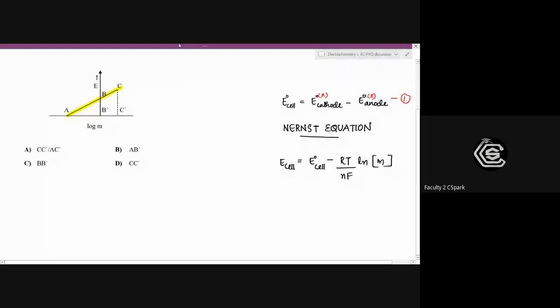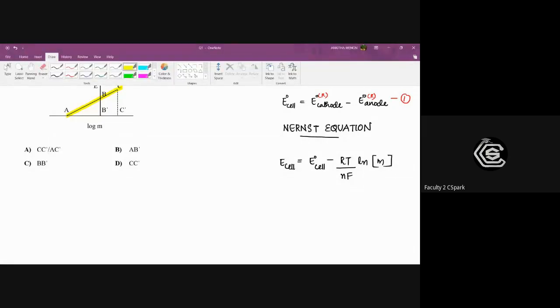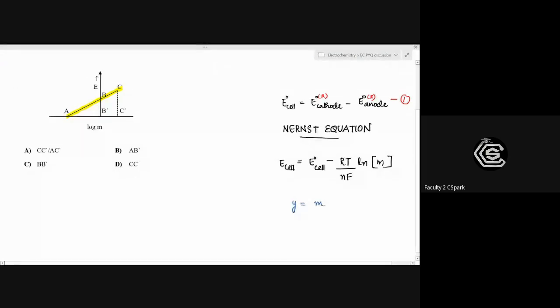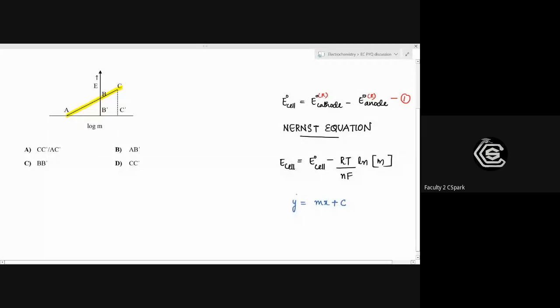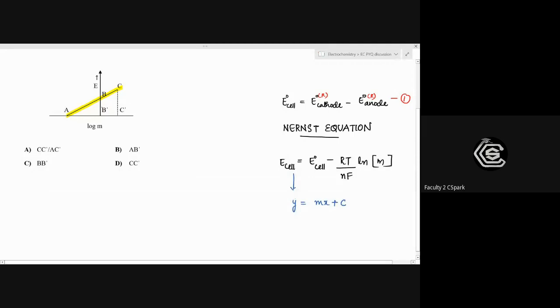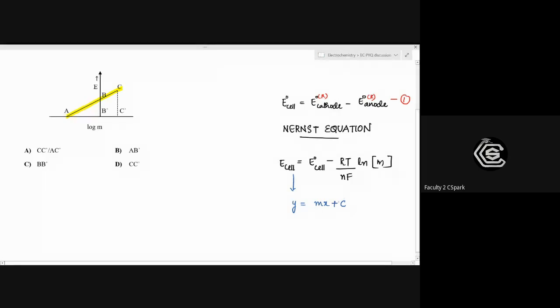It is linear, right? So when we get a linear graph, we should know that linear graphs are usually written in the form y is equal to mx plus c, where y is what we notate on the y-axis. Here, the y-axis is E cell. Okay, so this corresponds to y. All right, and c is the intercept. C is the intercept. Intercept means the point where our line or curve intersects the y-axis. That is the intercept, specifically the y-intercept.